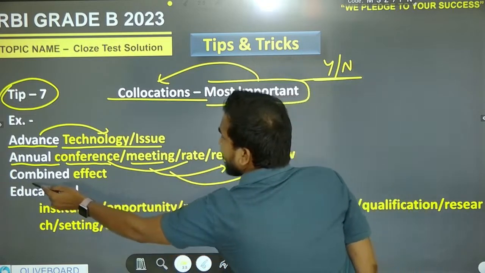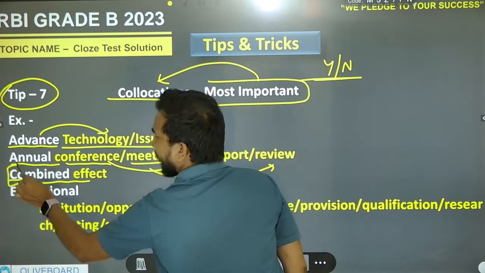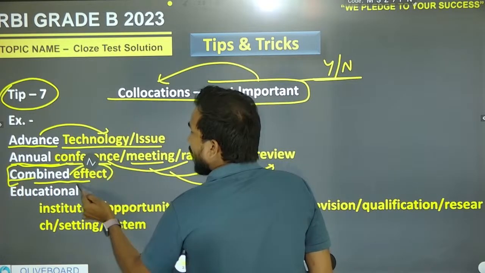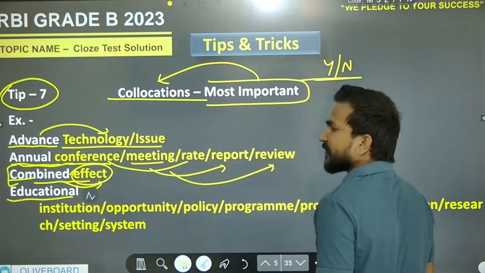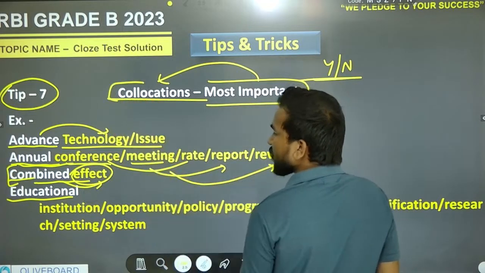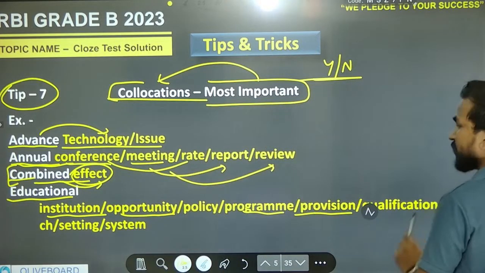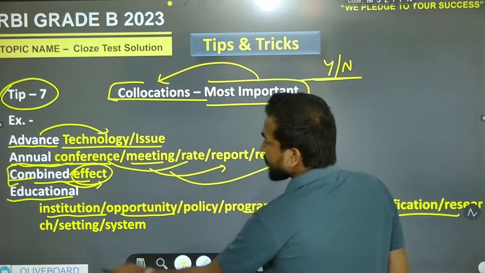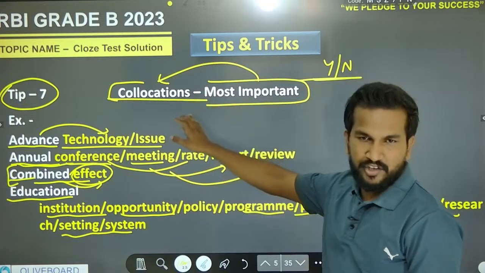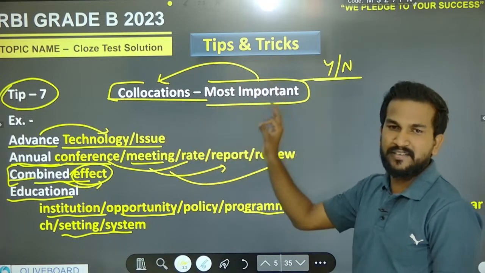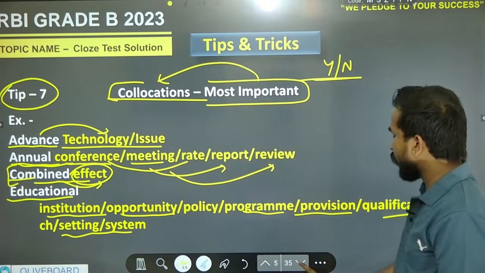After that, combined effect of something. If we have the word combined, it can be followed by effect according to collocations. And we have the word educational. What are the collocations of educational? That can be institution, opportunity, policy, program, provisions, qualifications, research, setting or system. So here some words are related to collocations. Hopefully these are some tips and tricks that you can use while you solve any type of cloze test. Now we are going to solve a cloze.